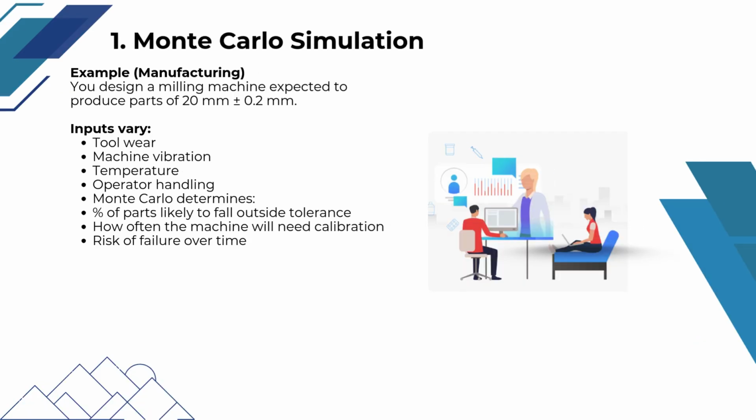In manufacturing, a milling machine designed to produce parts of 20 mm plus or minus 0.2 mm can experience variability from tool wear, machine vibration, temperature changes, and operator handling. Using Monte Carlo simulation, thousands of trials are run with these varying inputs to determine the percentage of parts likely to fall outside the tolerance, how often the machine will require calibration, and the overall risk of failure over time. This helps engineers anticipate issues and optimize the design or process before production.